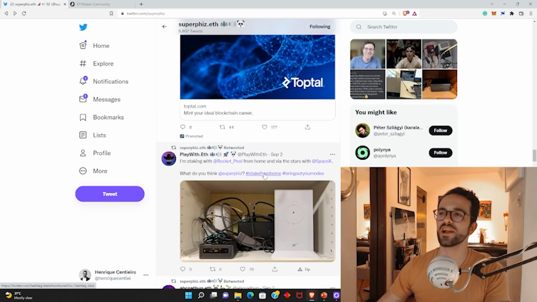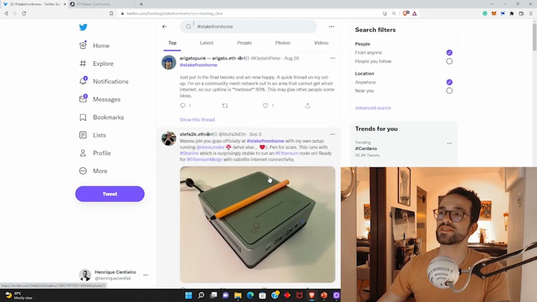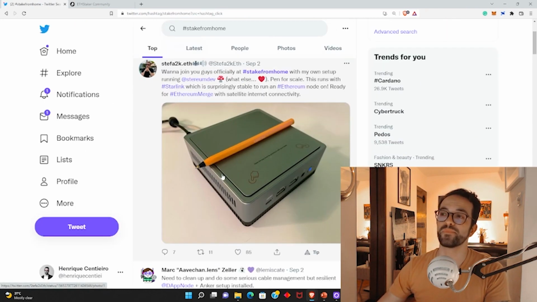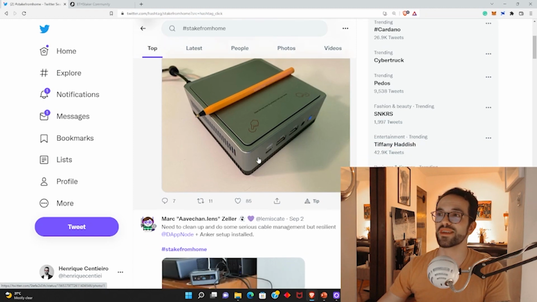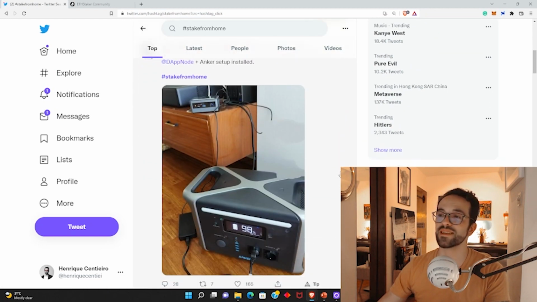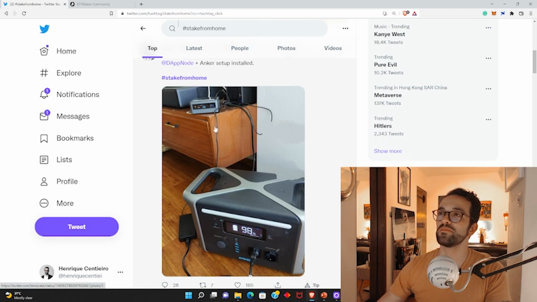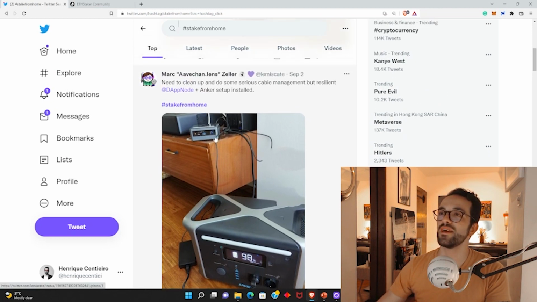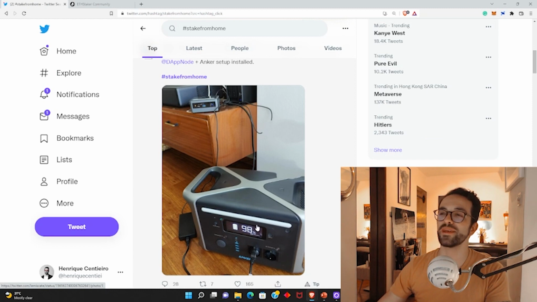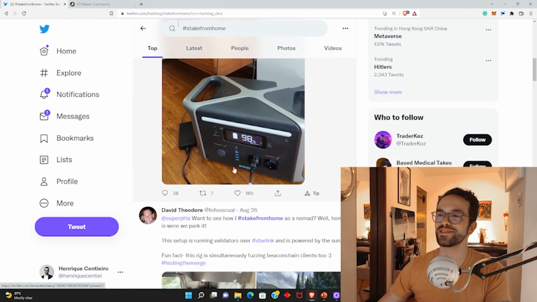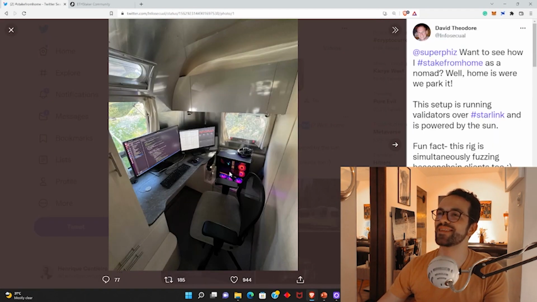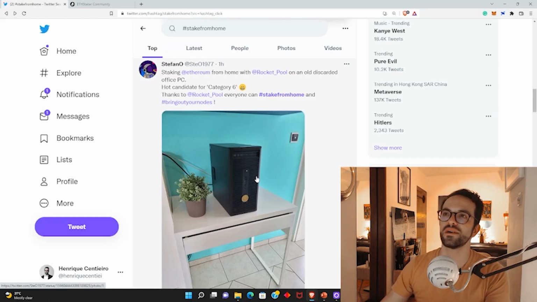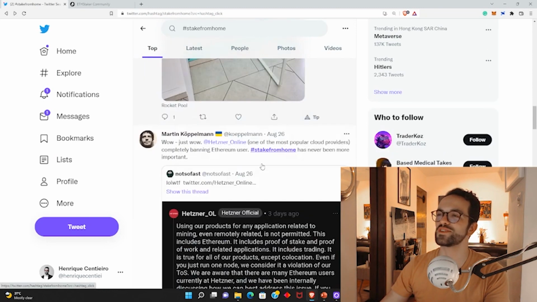Actually, if you click the hashtag stake from home, you'll see the setups of many people. These mini PCs spend very little electricity, and that's why Ethereum staking is going to consume 99% less electricity. Then we have here another mini PC connected to a big battery just in case the electricity goes down. What else do we have here? He's living as a nomad, and let's take a look at his setup. It's like a proper desktop computer. This is a desktop, an old discarded office PC.